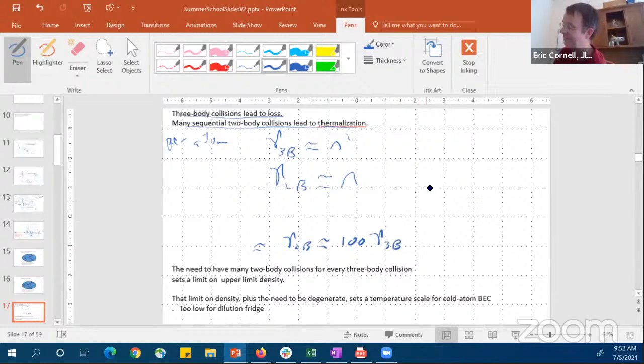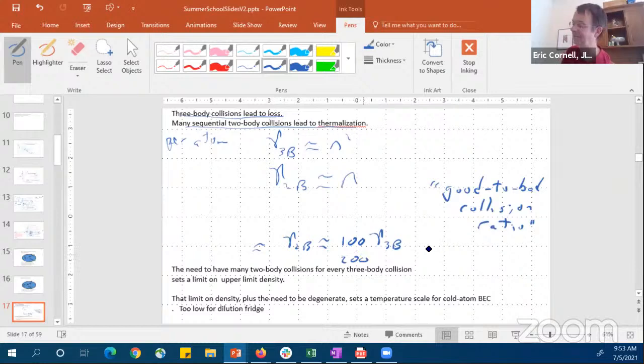This is sometimes called the good to bad collision ratio. To achieve good, efficient evaporative cooling, you'd like this number ideally to be even greater than maybe 200 or something like that. If you've already made your condensate and you just want to keep it around for a little while, maybe you could get away with this number being 10. But the fact that this ratio has to apply, that the two-body rate needs to be larger, sets an upper limit on the achievable density.